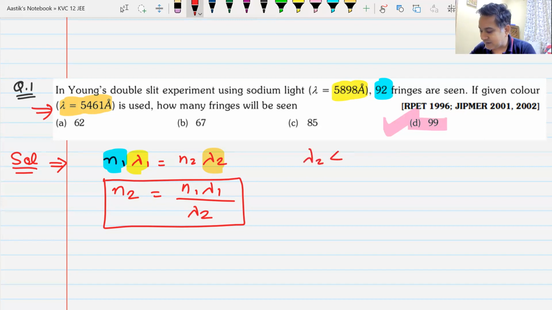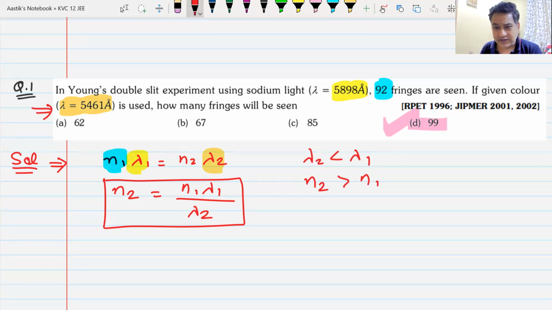Lambda 2 is less than lambda 1. That means n2 will be greater than n1. There is only one option where n2 is more than n1. That is option number D.